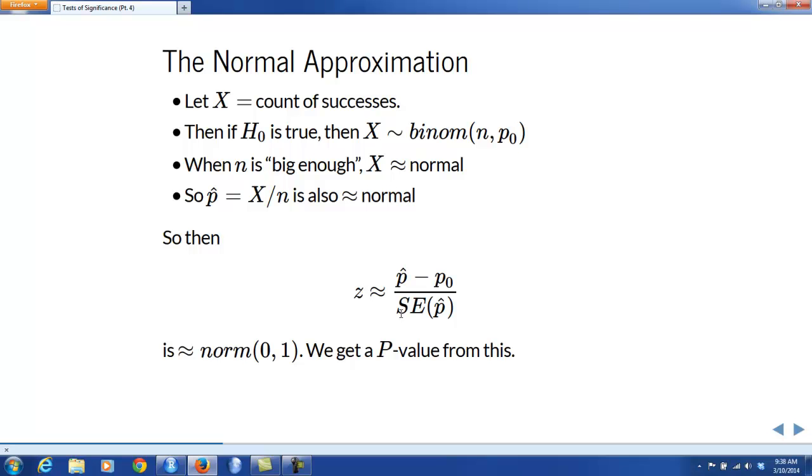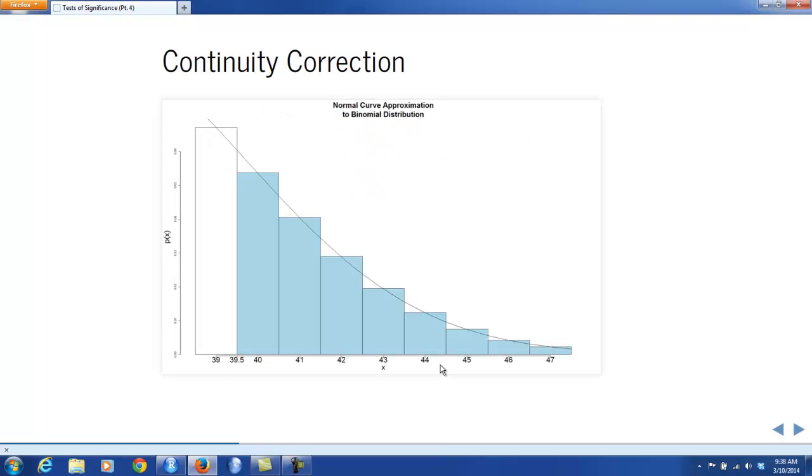Therefore, the test statistic z is approximately a standard normal random variable. All of this is assuming, of course, that the null hypothesis is true, that its expected value really is the p0 that the null believes in. We're going to get our p-value from this normal approximation. But now let's talk about the continuity correction. This is something that helps us to get the best p-value that we possibly can from the normal approximation.